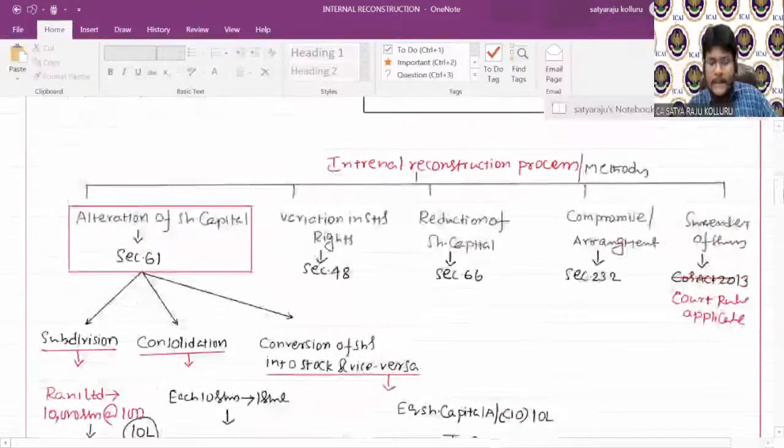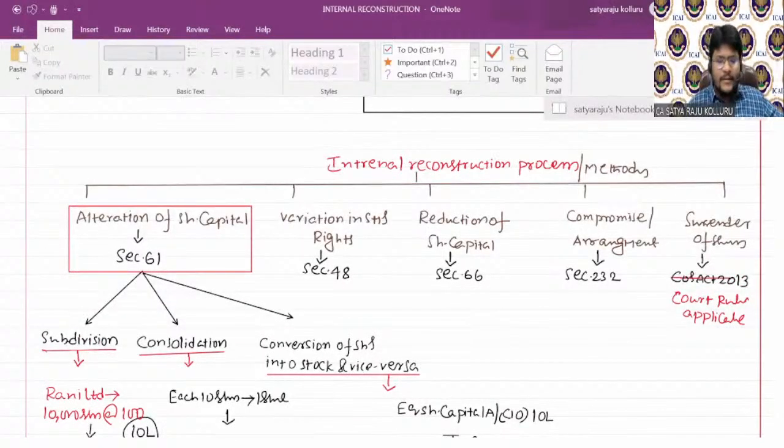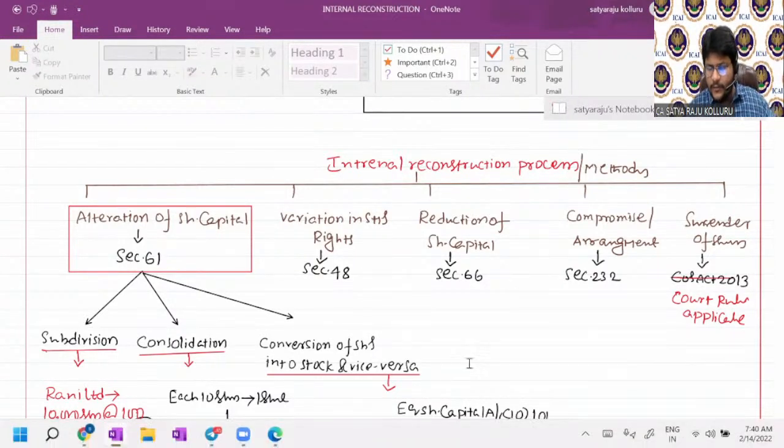Okay. All of you with me, guys? Do you understand till now what I discussed? Tell me, guys, nobody is giving response. Quickly, can I proceed further? Can I go to reduction of share capital? Okay, fine. Please consider it, guys, all of you.